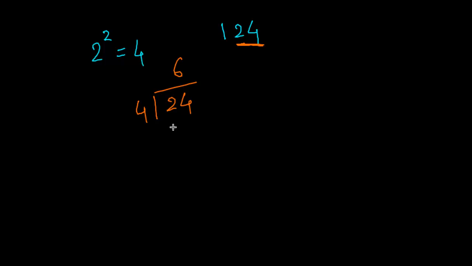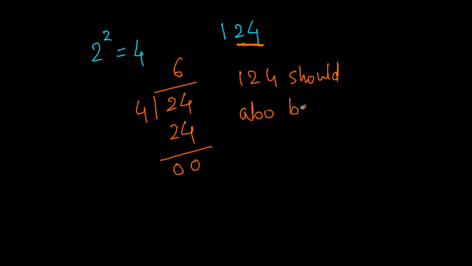4 sixes are 24, and we get 0 as a remainder. So 24 is divisible by 4, and hence 124 should also be divisible by 4.